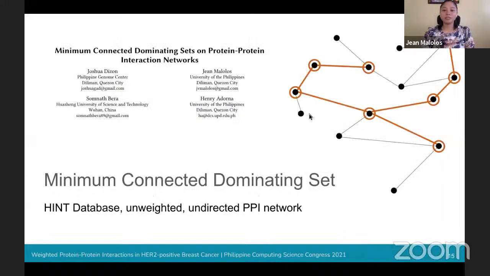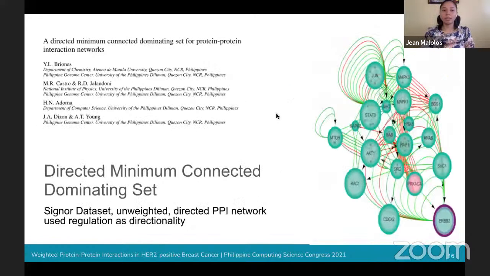Another study used the minimum connected dominating set, where they again used the HINT database. Their network is an unweighted and undirected protein-protein interaction network. Another is a directed minimum connected dominating set. They used the Signor data set, and their network is an unweighted, directed PPI network. They used regulation as directionality.